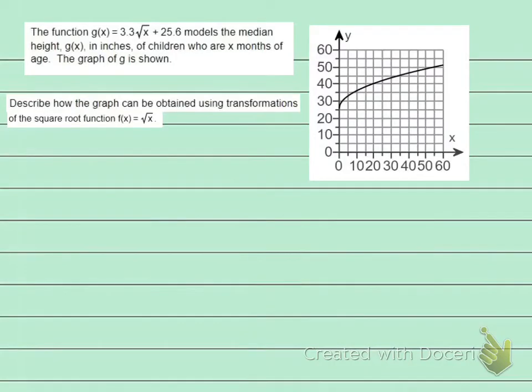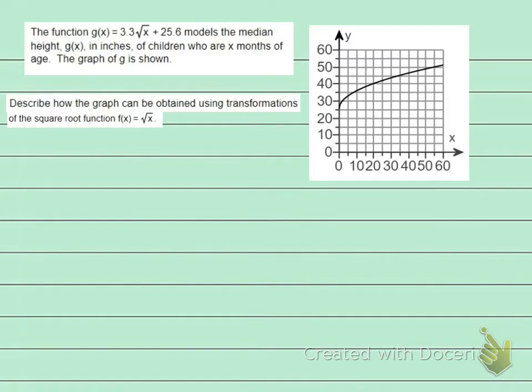They give us a function, g of x, and it says g of x equals 3.3 times the square root of x plus 25.6. And then they give us the graph of that, which is over here on the right. So the first question is asking to describe how the graph can be obtained using transformations of the square root function, which is the square root of x.